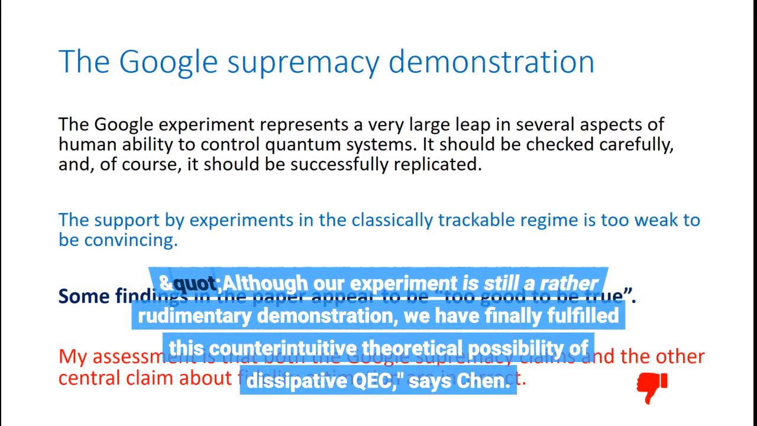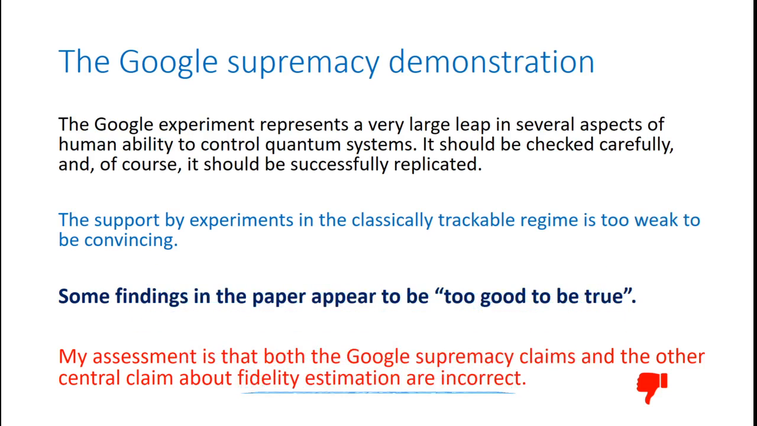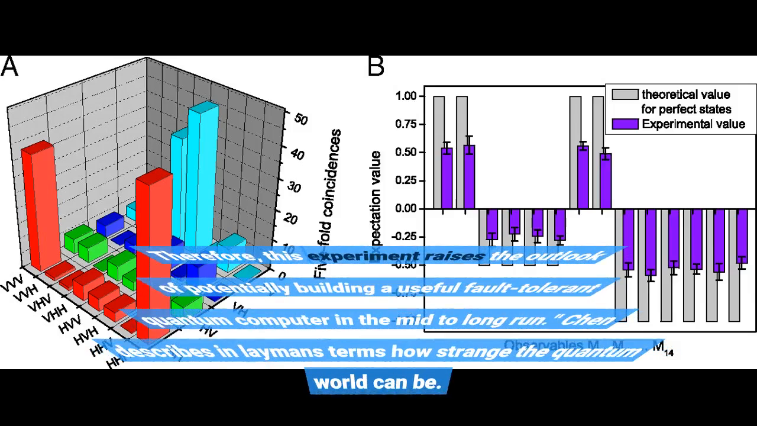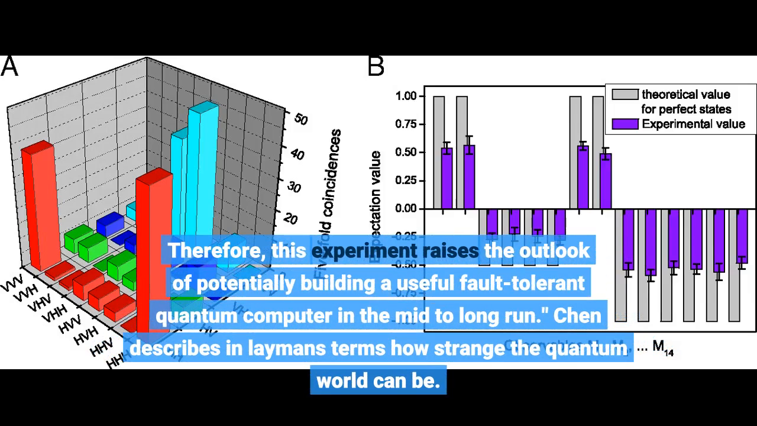"Although our experiment is still a rather rudimentary demonstration, we have finally fulfilled this counterintuitive theoretical possibility of dissipative QEC," says Chen. "Looking forward, the implication is that there may be more avenues to protect our qubits from errors and do so less expensively. Therefore, this experiment raises the outlook of potentially building a useful fault-tolerant quantum computer in the mid to long run."